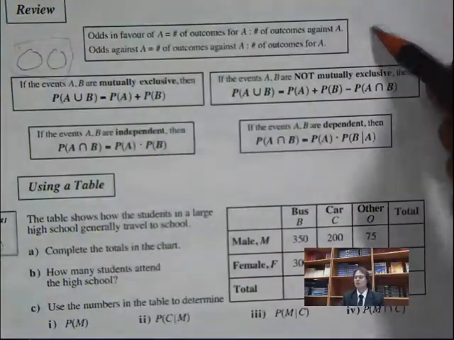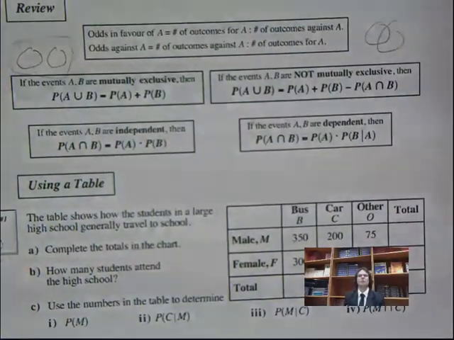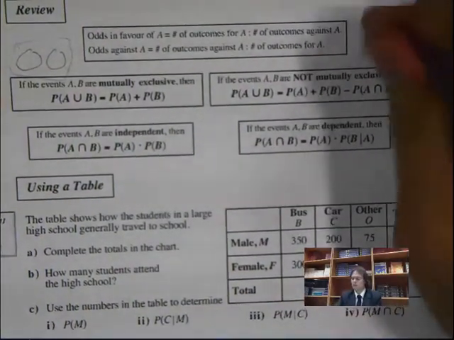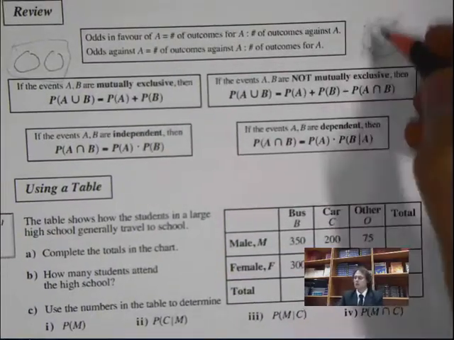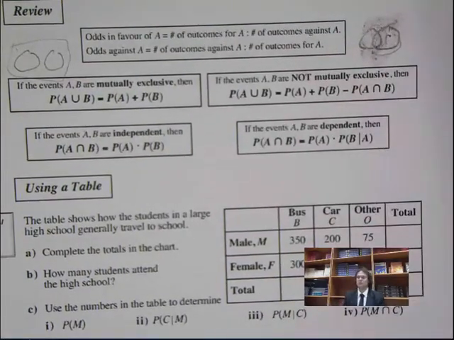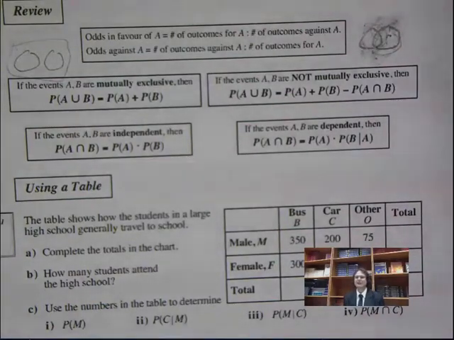Not mutually exclusive, our Venn diagrams would overlap a little bit. They would just overlap a bit. Okay? So dependent and independent, well, that's not the same as exclusive and mutually exclusive.